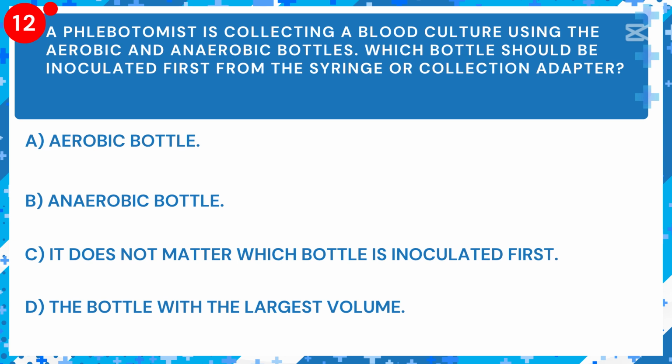Question 12. A phlebotomist is collecting a blood culture using the aerobic and anaerobic bottles. Which bottle should be inoculated first from the syringe or collection adapter? A. Aerobic bottle. B. Anaerobic bottle. C. It does not matter which bottle is inoculated first. D. The bottle with the largest volume.